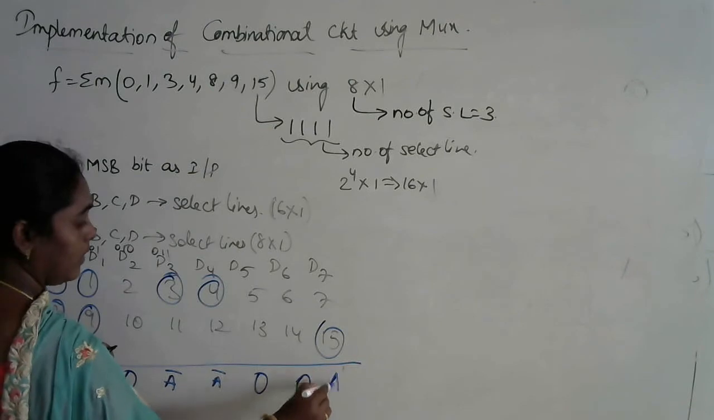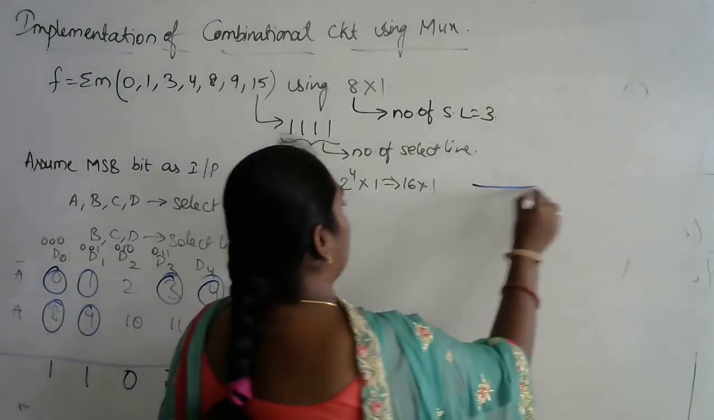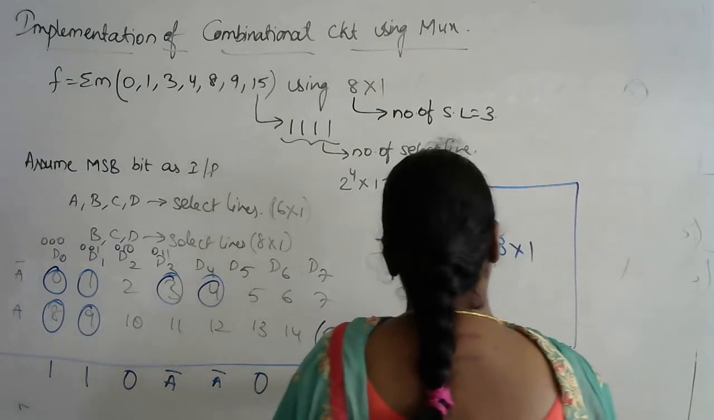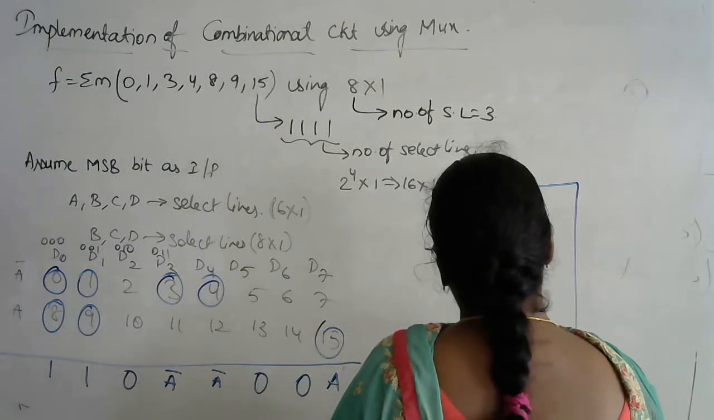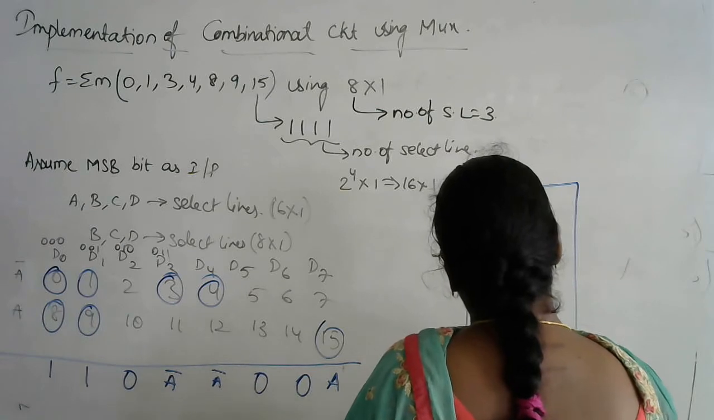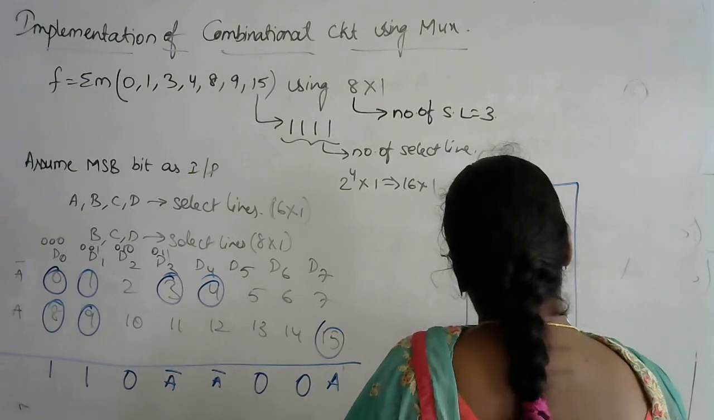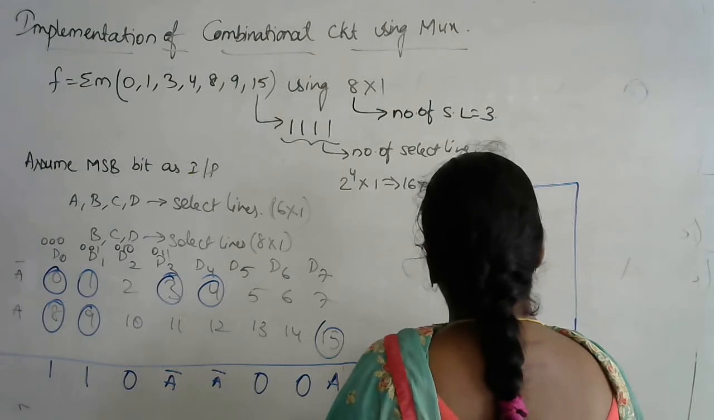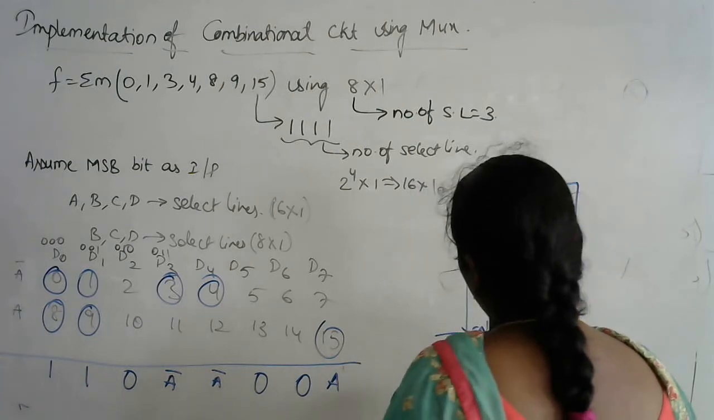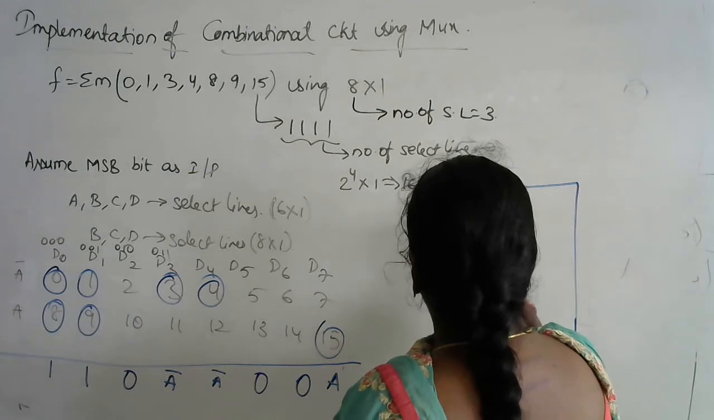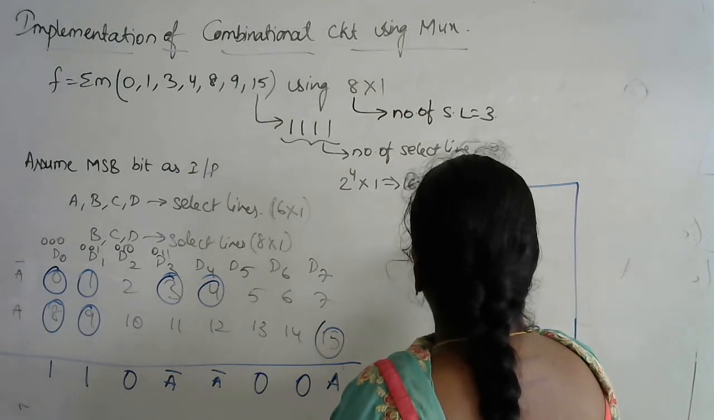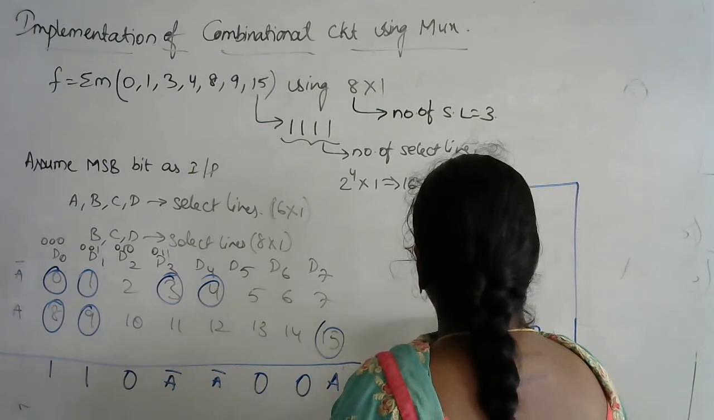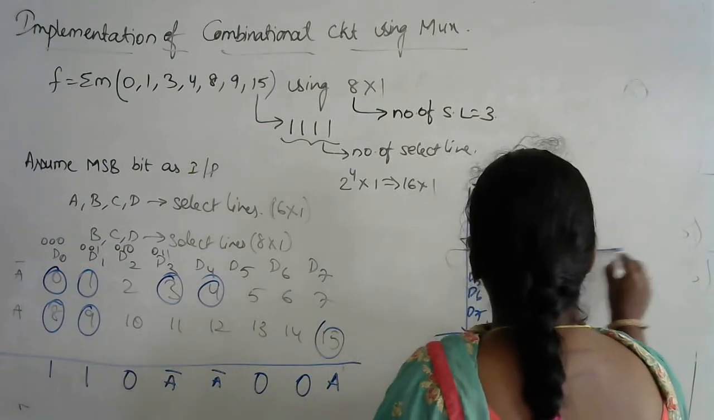Here this is A. So we need to draw the multiplexer. What is the size of the multiplexer? 8 by 1 multiplexer. Select lines are B, C, D. And the other one is enable. If you are confused with this, do one thing, just write down this as enable. How many inputs? D0, D1, D2, 3, 4, 5, 6, 7, and output is 1.